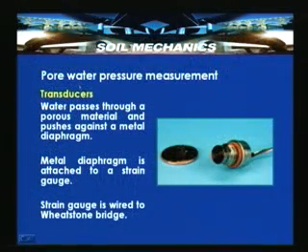This is a device which has a diaphragm fitted with a strain gauge connected in a full bridge, a Wheatstone bridge. So, the strain gauge is wired to a Wheatstone bridge in full form. Water passes through a porous material and pushes against a metal diaphragm. The metal diaphragm is attached to a strain gauge, and the tension experienced by the metal diaphragm is reflected as a pressure in the pores in the soil mass. So, the pore water pressure can be measured by using electronic transducers.